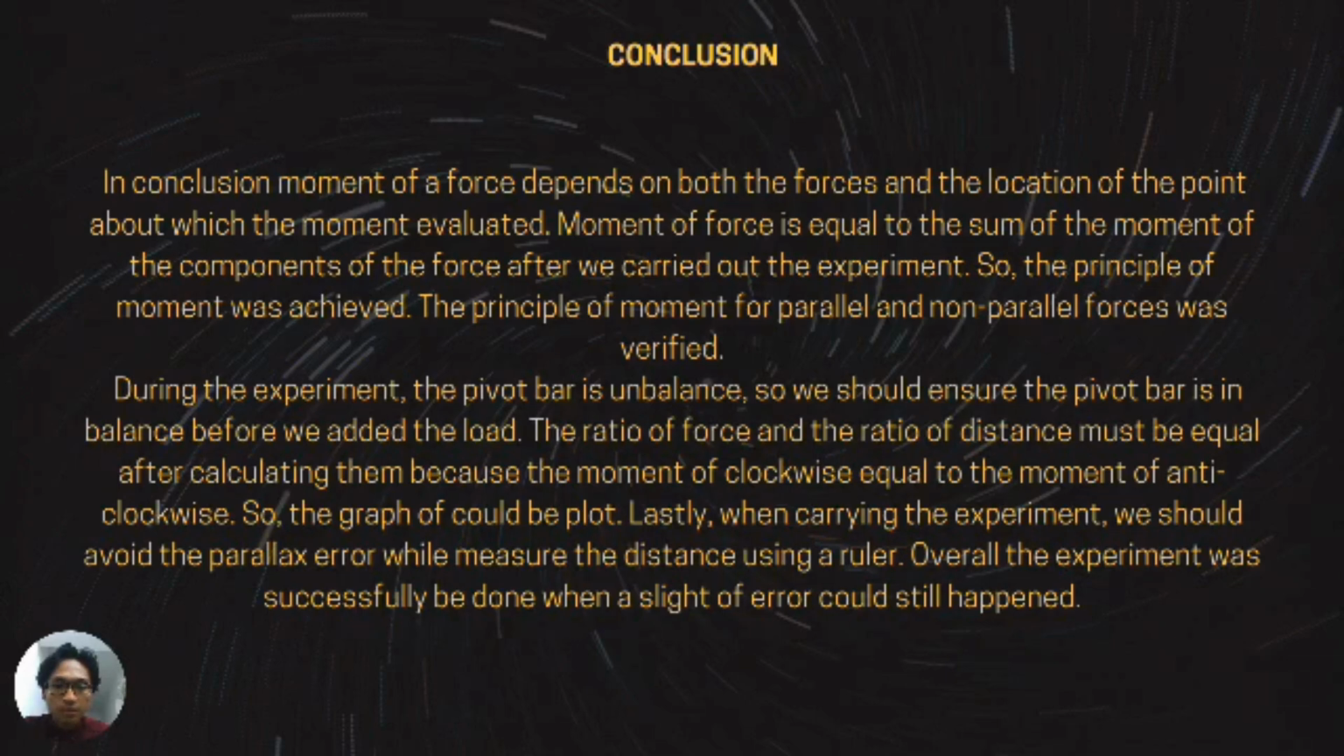During the experiment, if the pivot bar is unbalanced, we should ensure the pivot bar is in balance before we add the load. The ratio of force and the ratio of distance must be equal after calculating them, because the moment of clockwise equals the moment of anti-clockwise. So the graph could be plotted. Lastly, when carrying out the experiment, we should avoid parallax error while measuring the distance using a ruler. Overall, the experiment was successfully done, and a slight error could still happen.